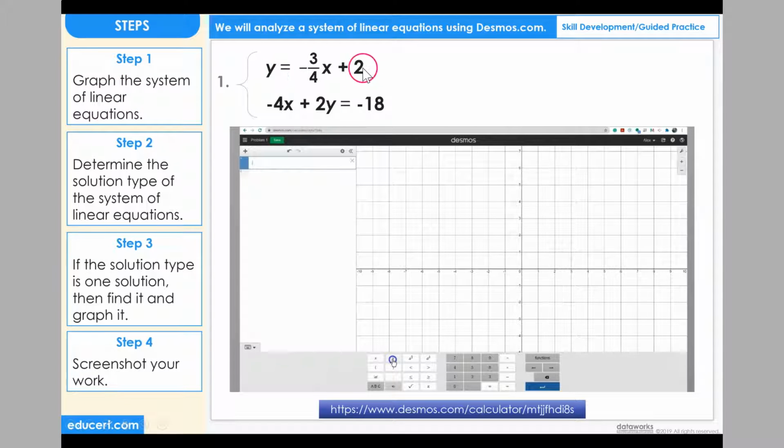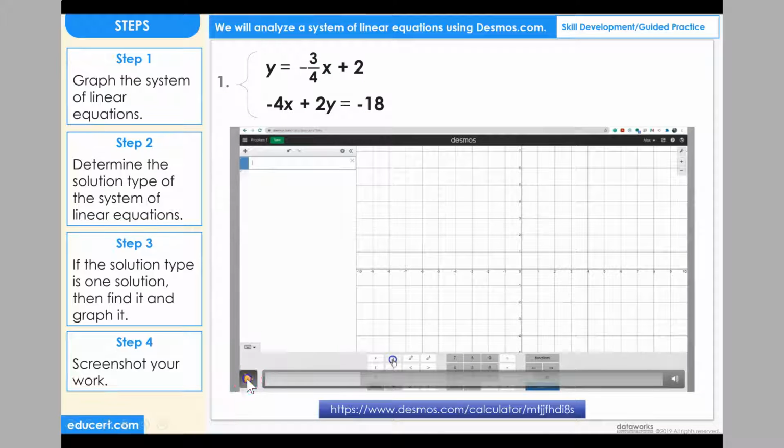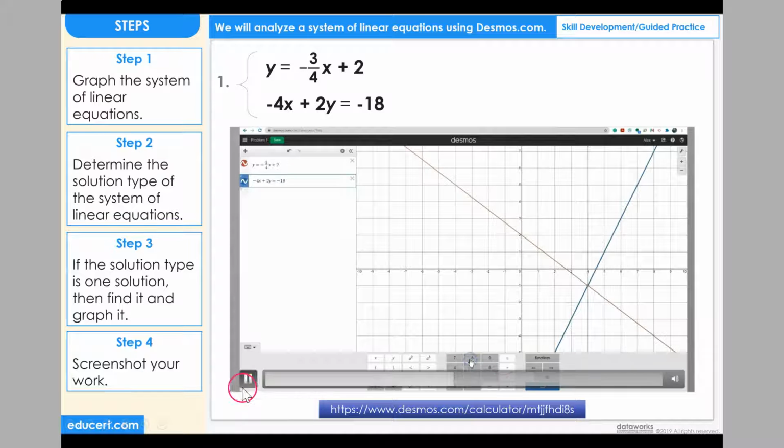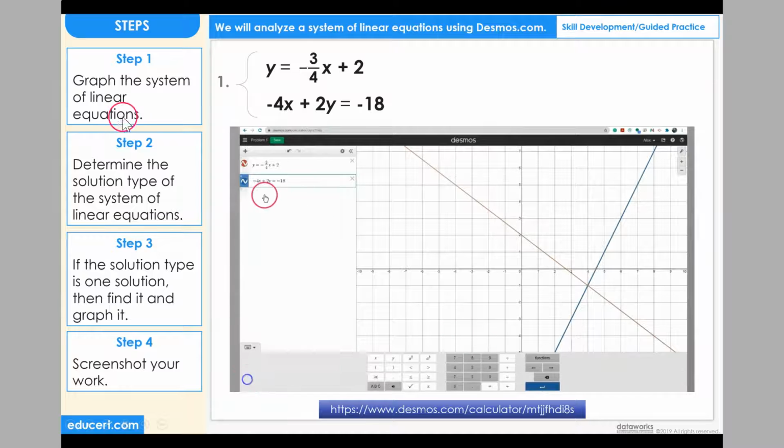Starting with this first equation, and remember we're going to hit the divide button when we want to enter the fraction 3 over 4. Let's watch. Y equals negative 3, divide button, 4, and then space over to get your x plus 2. Hit the blue enter button and begin with the next equation, negative 4x plus 2y equals negative 18. And that is your second equation.